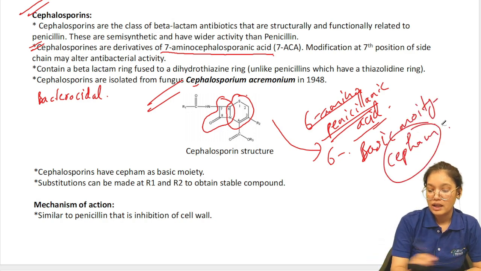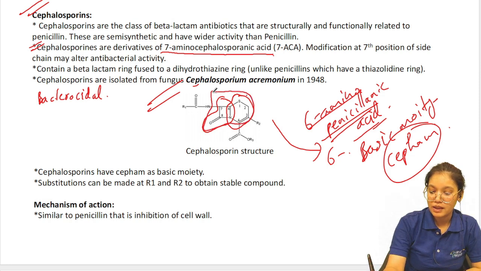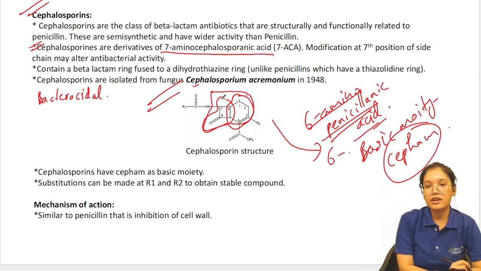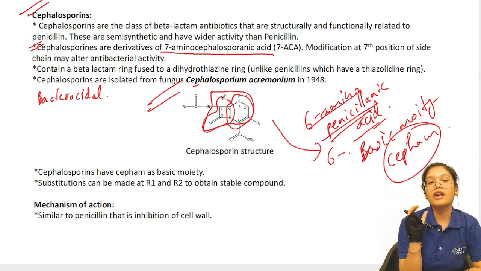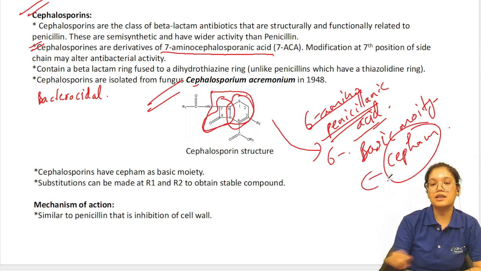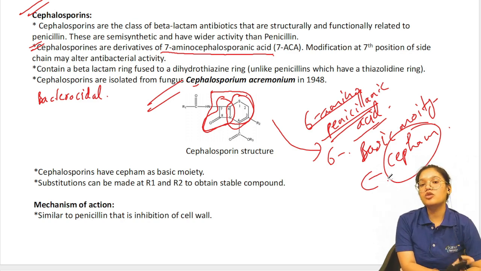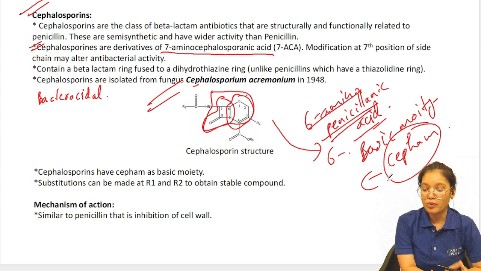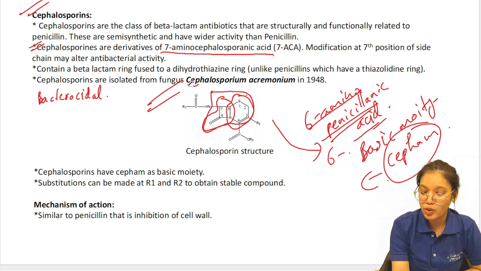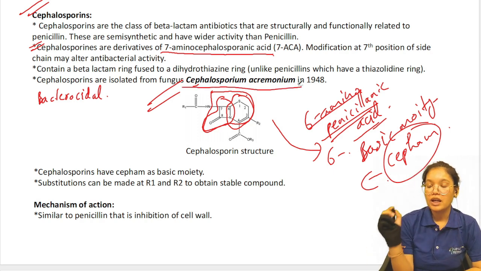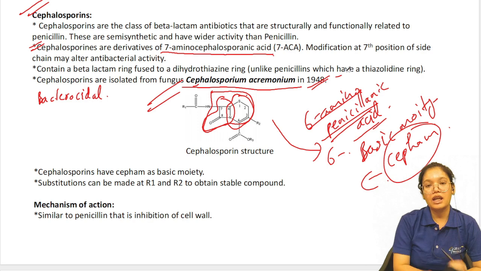Cephalosporin has a basic moiety called cephem in its structure. When the beta-lactam is joined with this dihydrothiazine ring, together they are known as cephem. So they have cephem as a basic moiety in their structure. This cephalosporin was isolated from the fungus Cephalosporium acremonium in 1948.